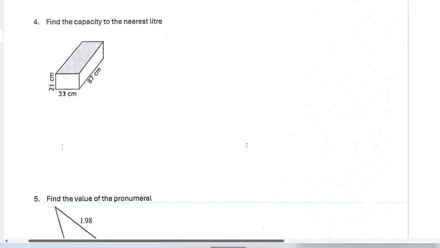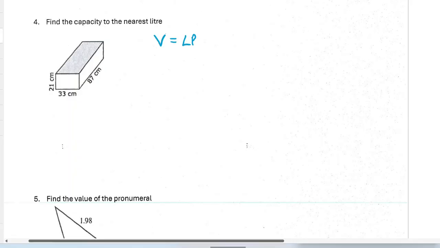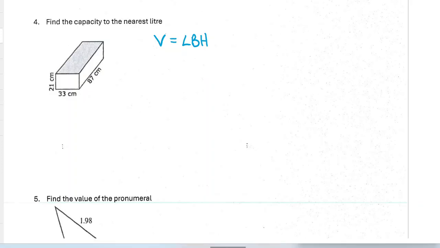Question 4, capacity. Now this is also revising volume, because in order to find a capacity, you need to know the volume of the shape first. To find the volume of a rectangular prism, the formula is V equals LBH. Length times breadth times height. They are the three numbers. We're going to call L, B, and H the three numbers on my rectangular prism. So it will be 21 times 33 times 87. Timesing all those together, you get 60,291 centimeters cubed. Okay, so that would be a standard volume question.